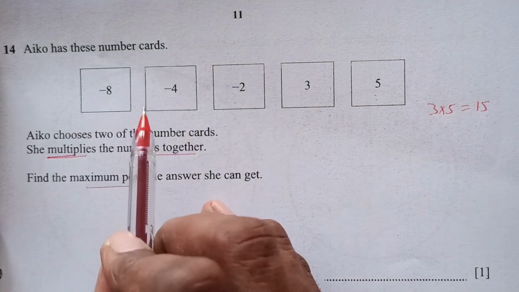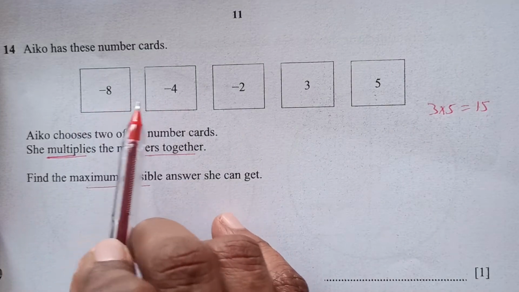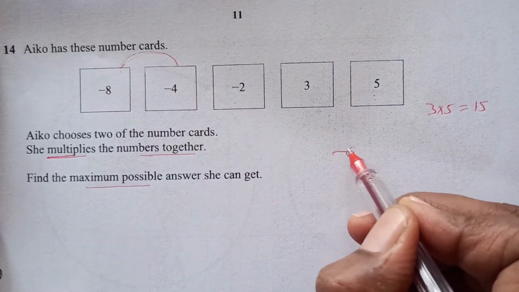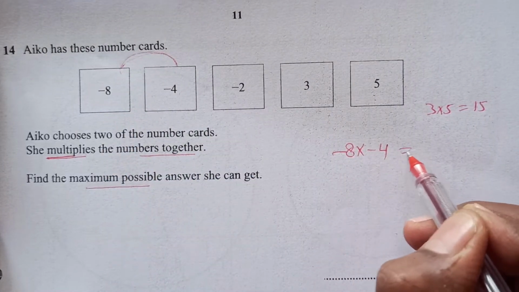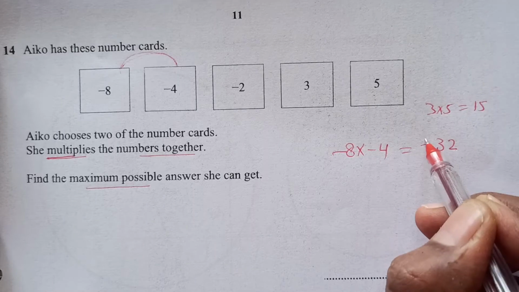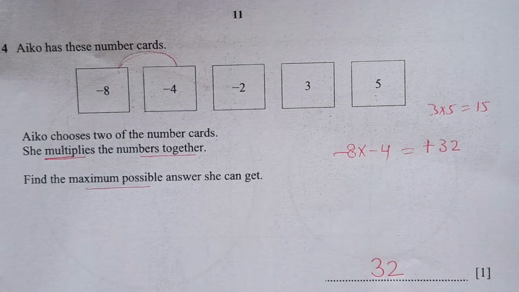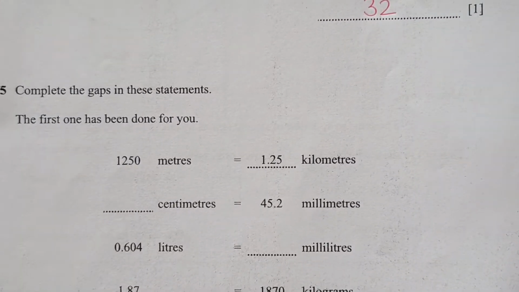But let's see other options. Here we have negative numbers also. So if you multiply these two, -8 and -4, this will give you positive 32. So that is going to be the maximum.